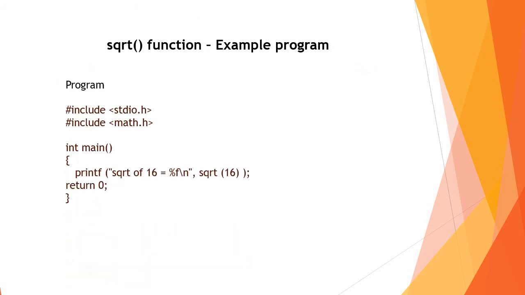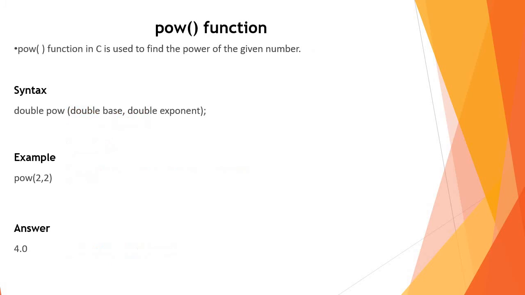A simple example here: directly I have printed the square root of 16 with the help of a printf statement. Square root of 16 is equal to %f, sqrt(16). So the output will be: square root of 16 is equal to 4.0000.